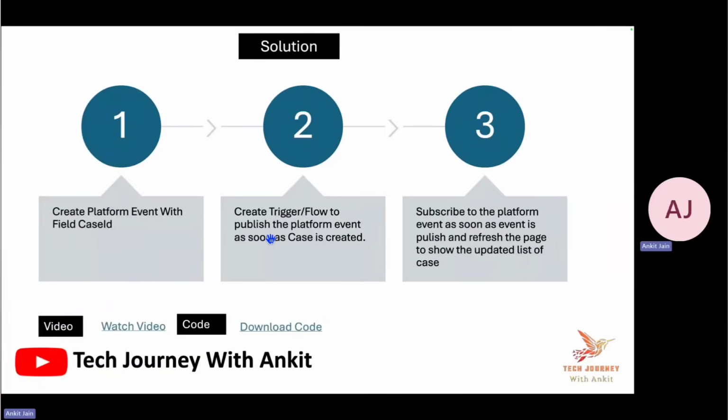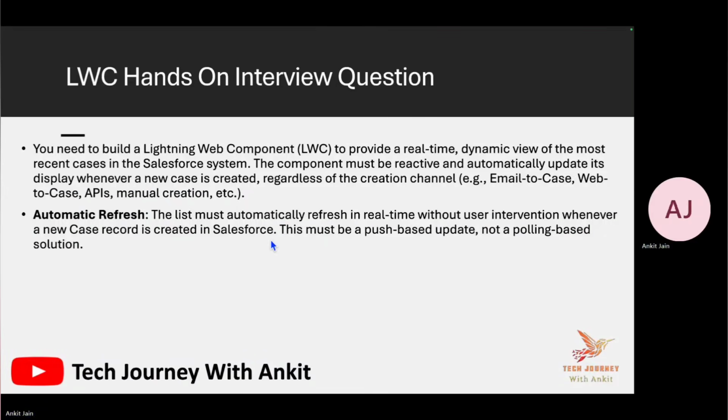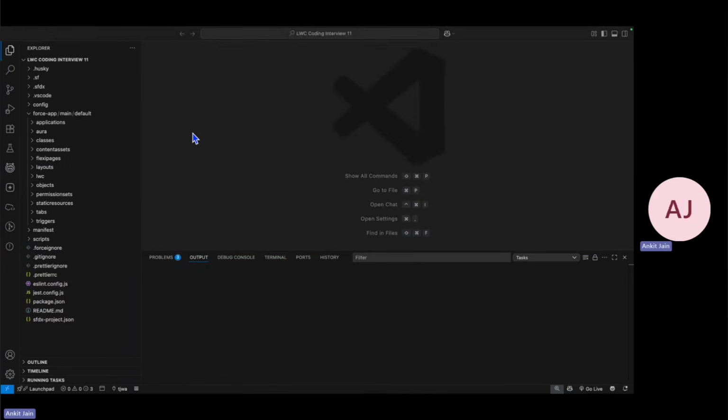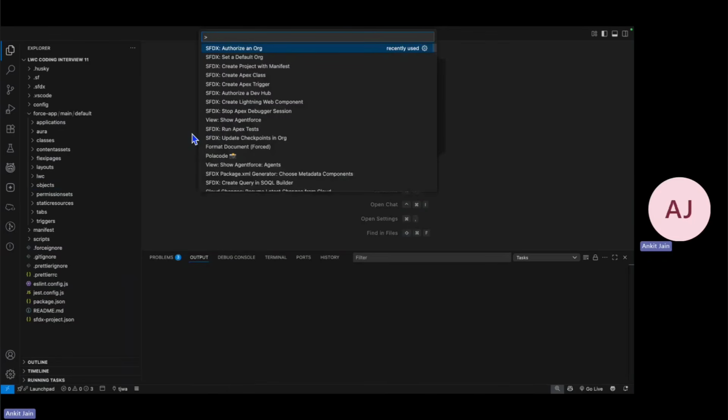Let me go and check the problem statement. No, they have not given any particular number of cases to be shown. So I am taking some random number at this moment. Let's say I want to show the most recent 10 cases which have been created. Okay, so the very first thing I will be creating is the Apex class which is responsible for fetching the cases.